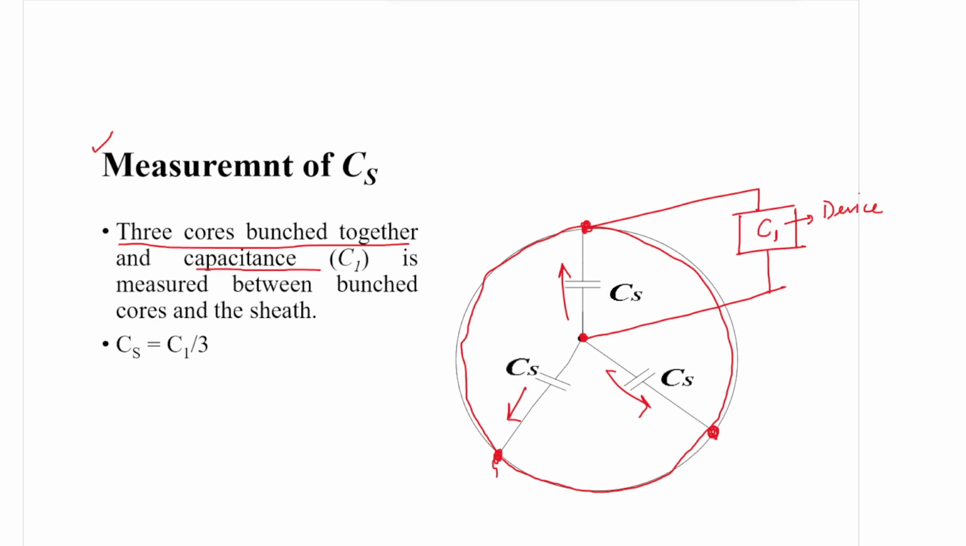So whatever we have measured as C1, if we fix a capacitance measuring device and fix the two leads across these 2 points, we will have three parallel paths. Three parallel paths means it is 3 times. So whatever data it is showing, it is 1/3 of that data. It is not the core capacitance, it is the sheath capacitance.